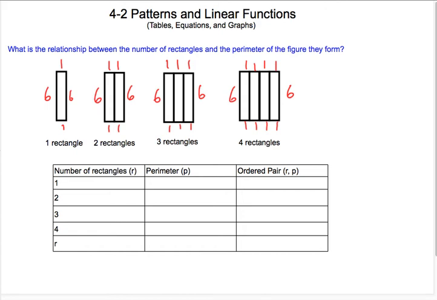Hello, in this video we're going to learn about patterns and linear functions and how they relate to tables, equations, and graphs. Let's start with a question. What is the relationship between the number of rectangles and the perimeter of the figure they form?